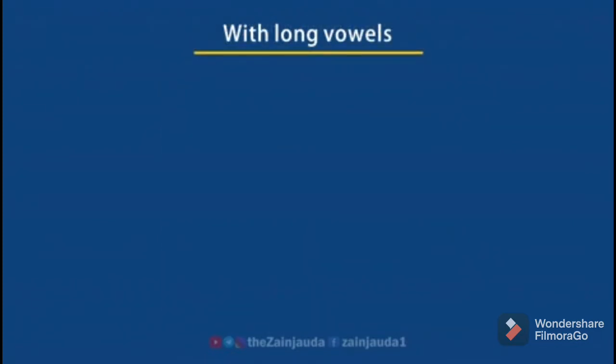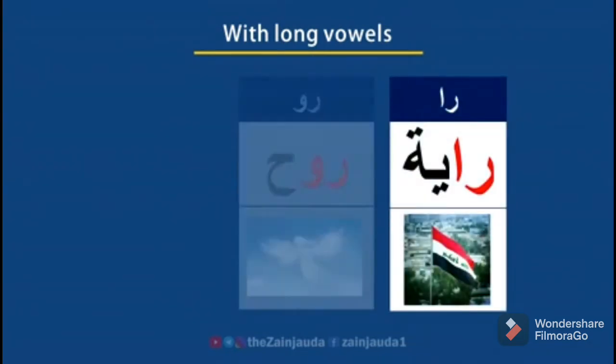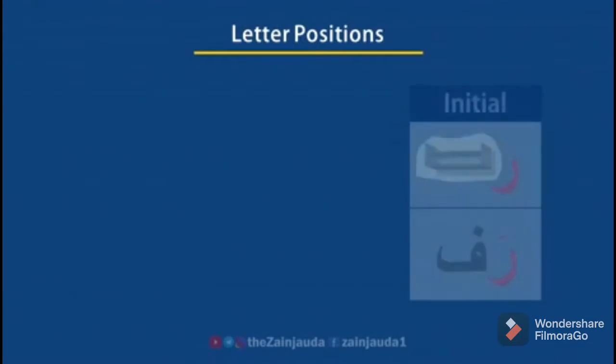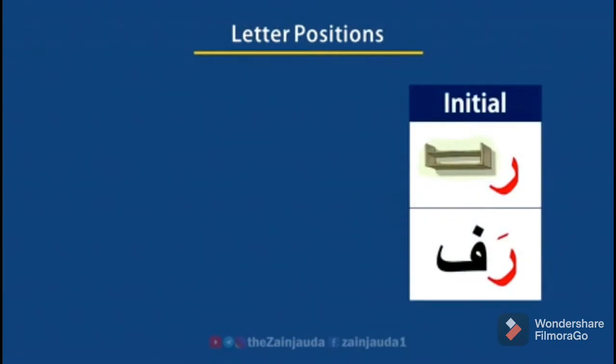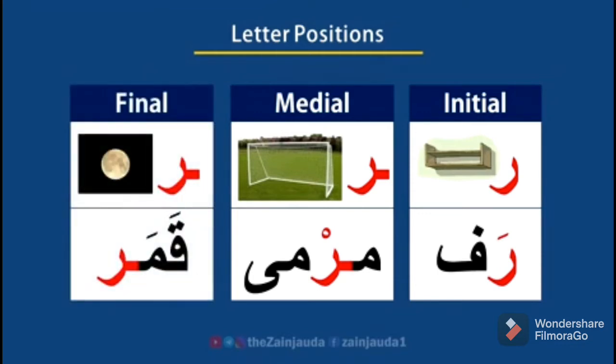Examples of Ra with the long vowels: Raya, Ruh, Rih. As far as the positions of Ra, in the initial position we have Raf. In the medial one, Marma. In the final one, Qamar. Please notice there are not many differences between the 3 positions of Ra, except for the extension that connects the letters with each other.